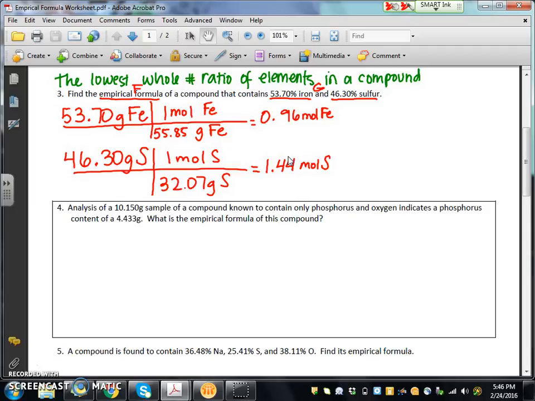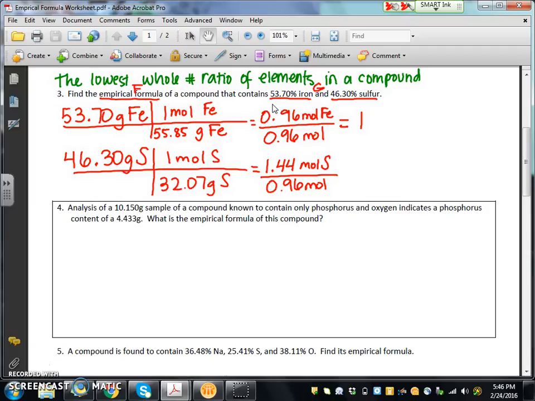The third part of the rhyme says divide by small. So what we do is we look at the number of moles we have and we pick the smallest number. So 0.96 is smaller than 1.44, so I'm going to divide both of my values by the smallest number. I'm going to divide by 0.96 moles here, and divide by 0.96 moles here. When I do that, I know that 0.96 divided by 0.96 is going to give me 1.